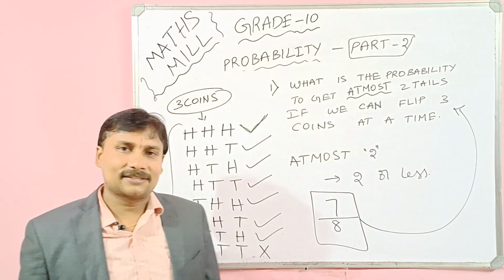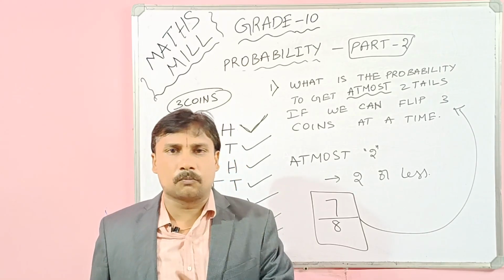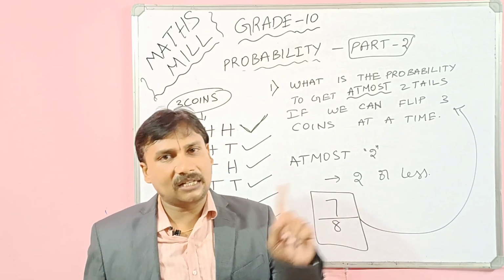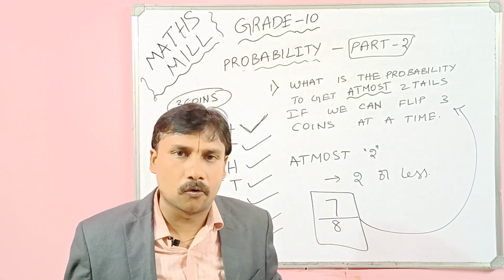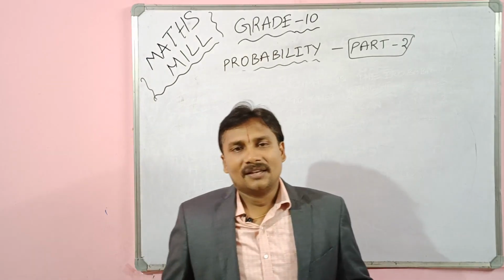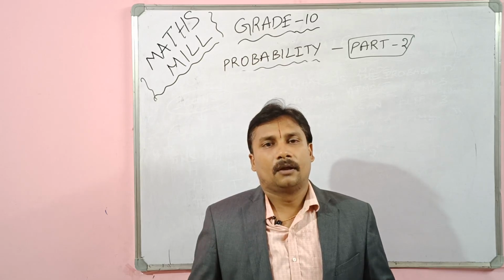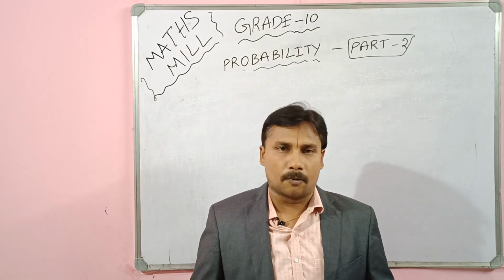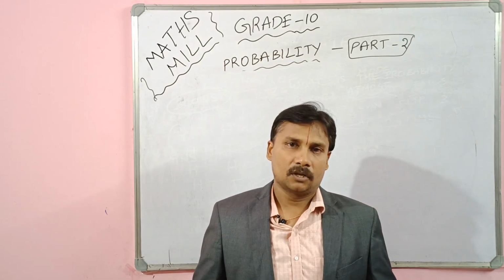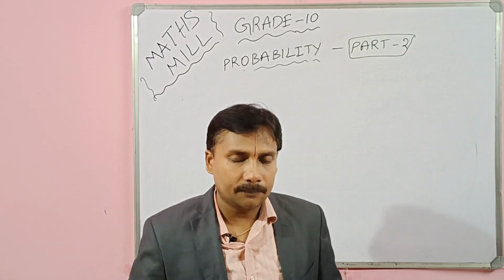Hope you understood this. Very, very easy. Don't be confused with at least and at most. At most, the number and less. At least, the number and more. Very easy. Okay? So, students, hope you understood the concept of flipping coins in probability. Very important and easy scoring if you are not confused. So, hope I explained very clearly.